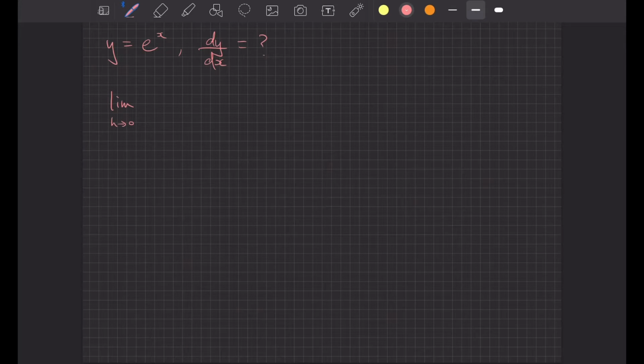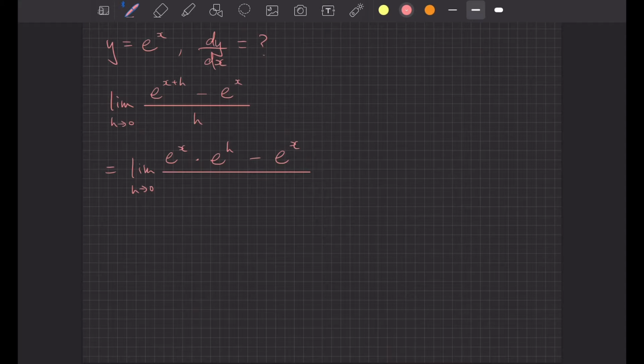e to the power x plus h minus e to the power x, over h. We will find that e to the power x plus h is equal to e to the power x times e to the power h. So it is e to the power x times e to the power h, minus e to the power x, over h.